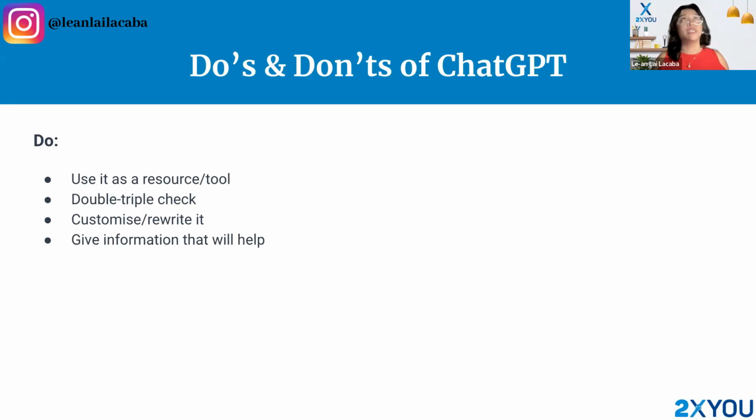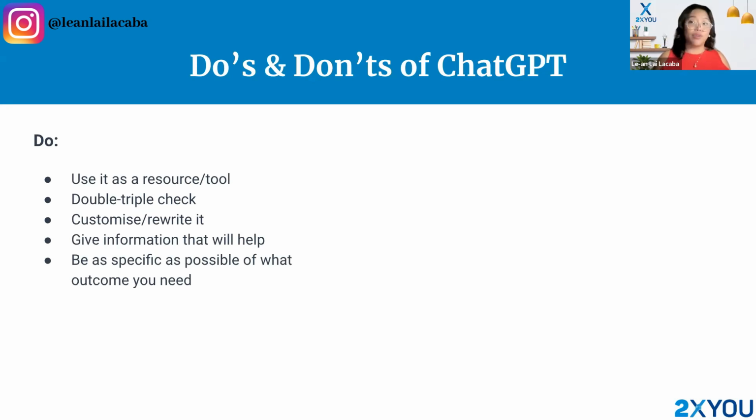Always give it information that will help. So ChatGPT works on context. If you don't give it any context, it's going to give you very general answers. But if you give it the context and the information that it needs to give you the right answers, the more accurate it can be. Try to be as specific as possible of what the outcome is that you need. And I do have a prompt that you guys can use for that.